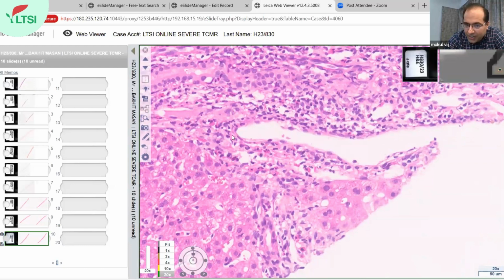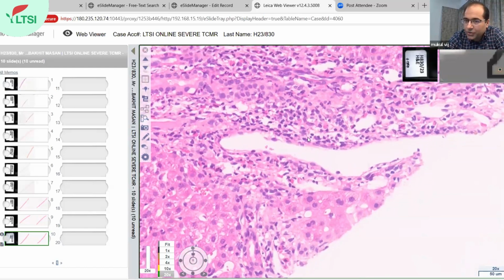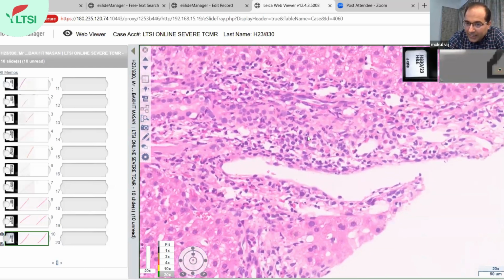See how it is well arranged here. If you see a portal vein, the endothelial cells are activated and a little enlarged, and you can see inflammation just below. And if there is more severe inflammation, you can even see disruption. So we are seeing three features.